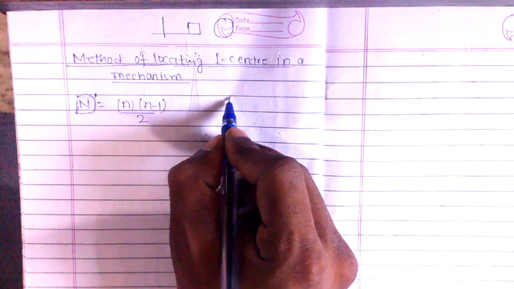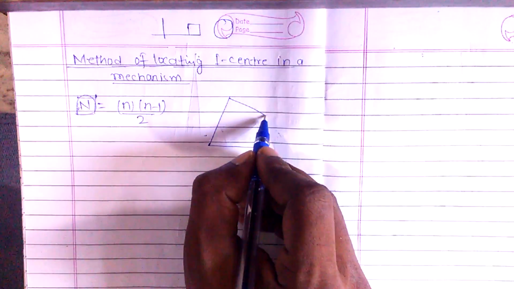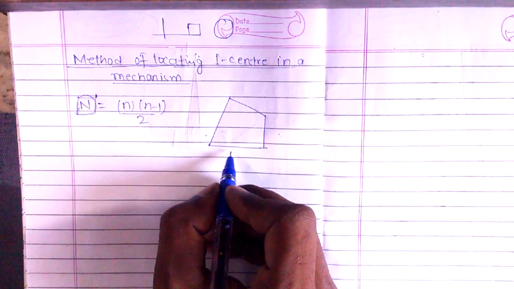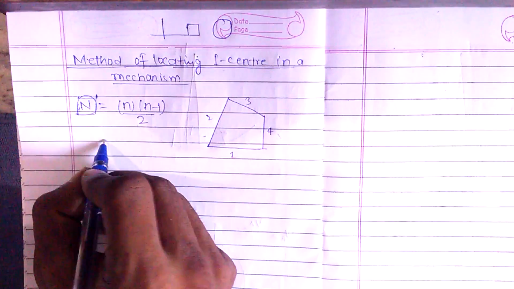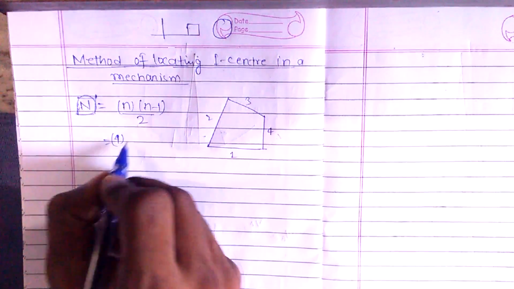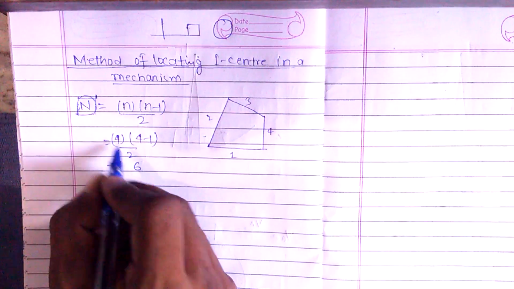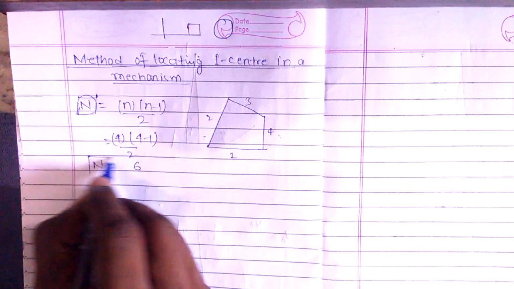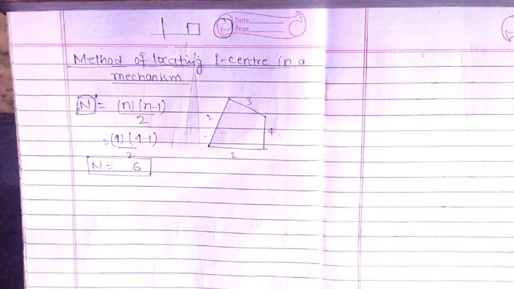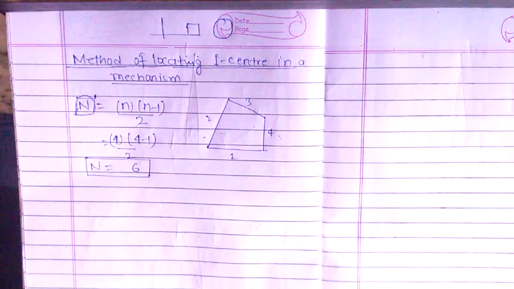So suppose there is a 4-bar chain mechanism, already I have discussed, okay? Suppose there is a 4-bar chain mechanism, then there are 4 links, 1, 2, 3 and 4. So the value would be 4 into 4 minus 1 divided by 2, so it would be 6, okay? So there would be 6 instantaneous centers or I centers in a mechanism, okay? So we need to find out these instantaneous centers.